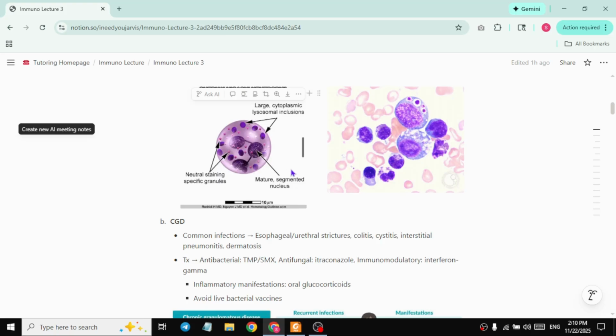You're going to see some of these large granules within the cell. They might give it to you. You see these large granules within the T lymphocytes and so on. Very, very important. Okay, you should be able to identify them, right?